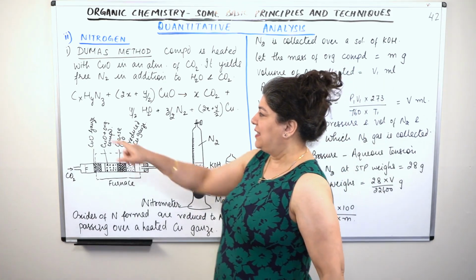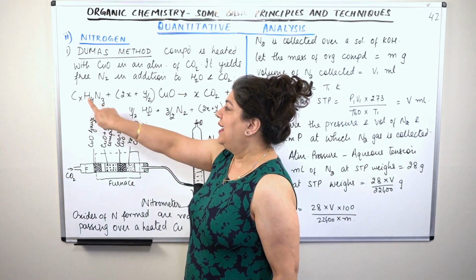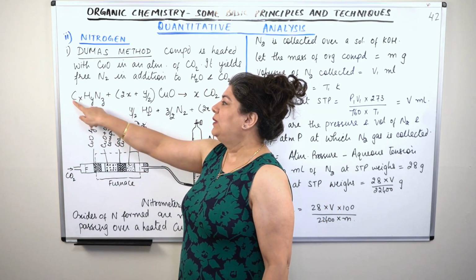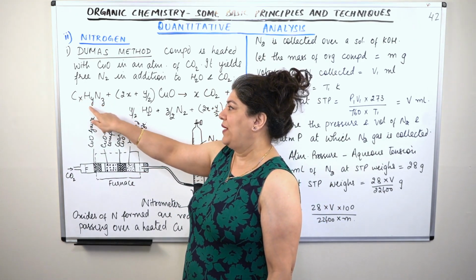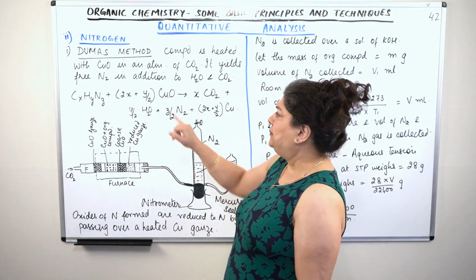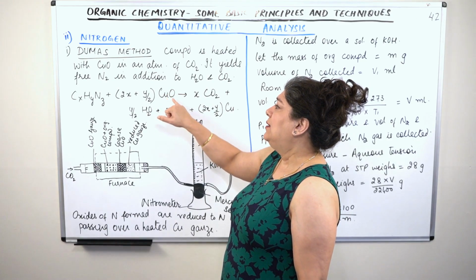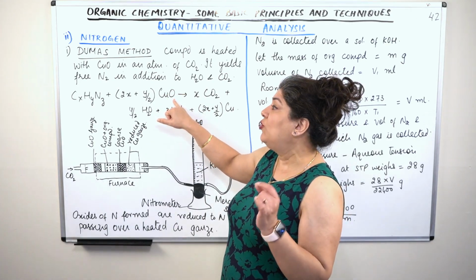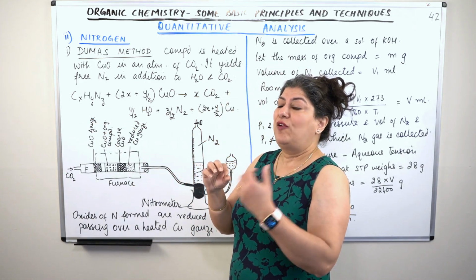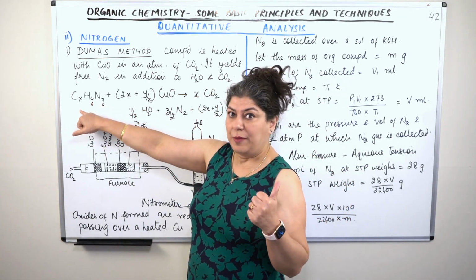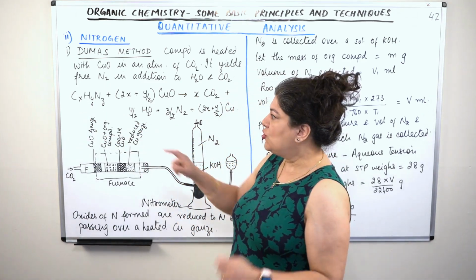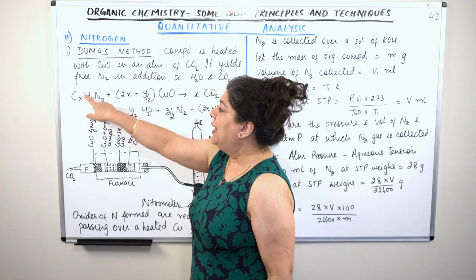What is the reaction that takes place? You have CxHyNz. So in the hydrocarbon, assume that the number of carbon atoms is x, the number of hydrogen atoms is y, and the number of nitrogen atoms is z. Then the oxygen from copper oxide is going to oxidize carbon and hydrogen, resulting in the formation of carbon dioxide from carbon, and water from hydrogen. So the formula that you will get will be H2O.